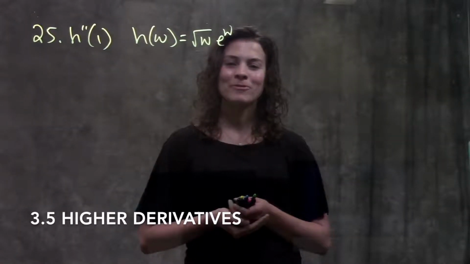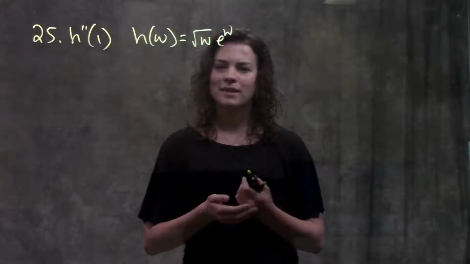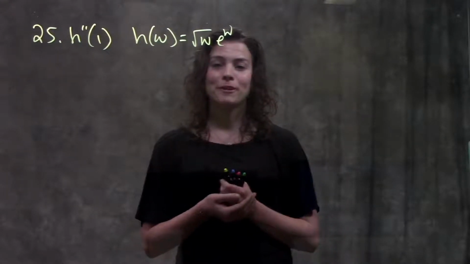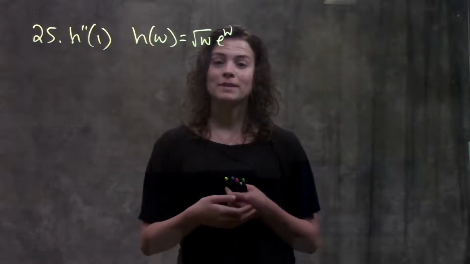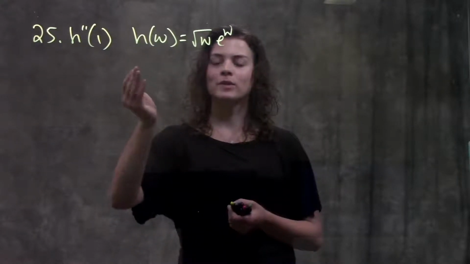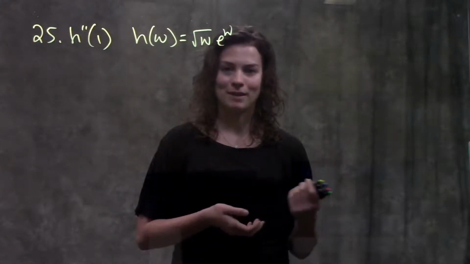This is section 3.5, higher derivatives. Now, if you've already read through this section, you'll see that it's not too hard. If you want to find the first derivative of a function, you just take the derivative like we've been doing. And if you want to find the second derivative of a function, you take the derivative of that derivative, and you'll get the second derivative. And you can go on and on forever and ever.